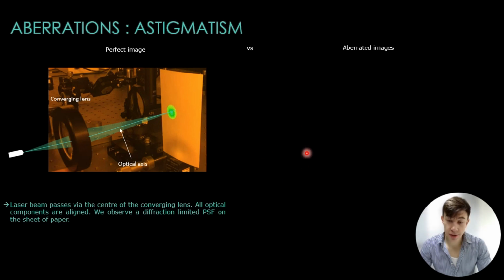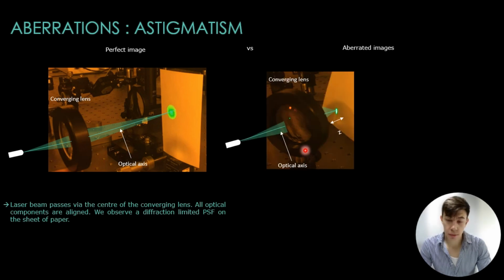Now, let's see what happens if we turn our lens a bit with respect to the optical axis. What we see is this kind of spot: the light no longer focuses to a single bright spot as here. It becomes distorted.